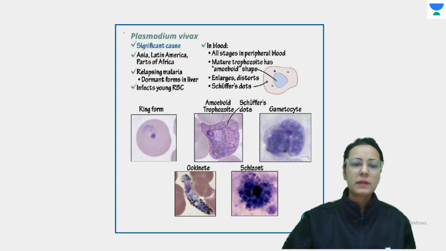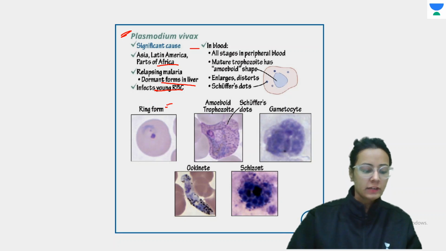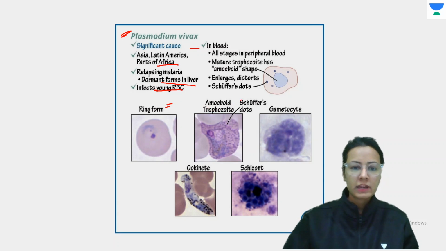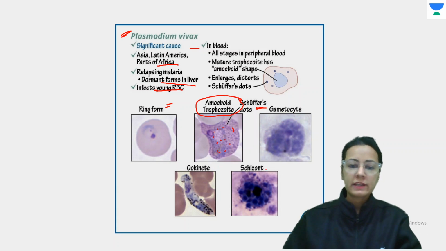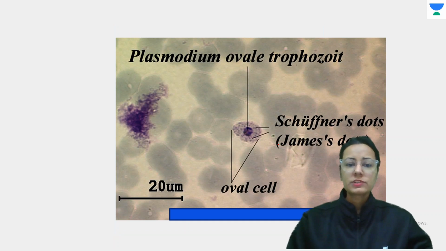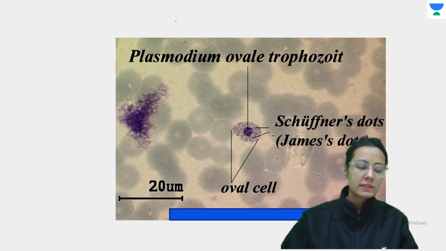Now, talking about Plasmodium vivax, that is a significant cause of relapsing malaria due to the dormant form in the liver. In the case of vivax and ovale, we see the ring form, the trophozoite form, then the amoeboid trophozoite form with Schüffner's dots in the trophozoites. Scattered dots can be seen, and again the gametocyte is also an amoeboid form, and then the schizont stage. So, Plasmodium vivax and ovale.